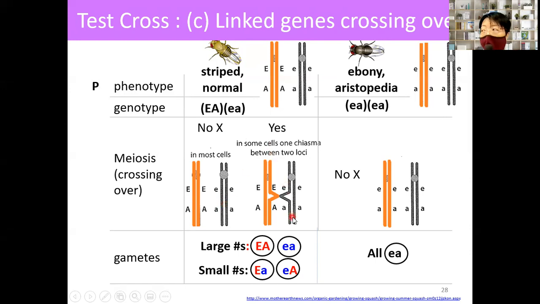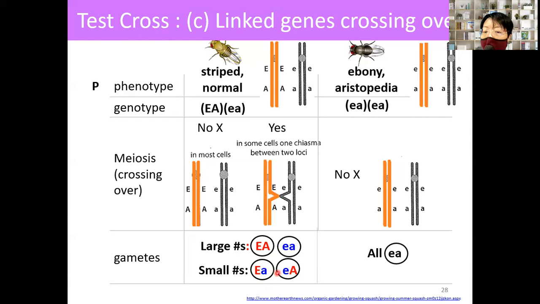But when there's crossing over, there will be 4 possible types of gametes. You have the original parental type of allele combination, which is big E, big A. You will also have the recombinant types, which are big E, small a and small e, big A. Recombinant means recombine. That means the two alleles come from two different sources and combine together. They rearrange and combine together. So these two are recombinant types. These two are the parental types, the original ones.